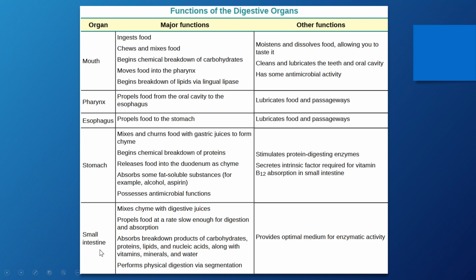In the small intestine, this is where we have major digestion and absorption. So this is where we mix chyme with digestive juices, propel food slowly enough for digestion and absorption, absorb breakdown products of carbohydrates, proteins, and everything, right? And it performs physical digestion via segmentation.